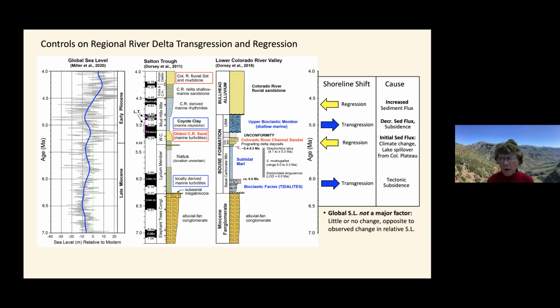Now, what we can see is that global sea level was not a major factor in these events because there was little or no change in global sea level during that time. And any changes in the global signal that we do see are opposite to the observed changes in relative sea level in the stratigraphic record.